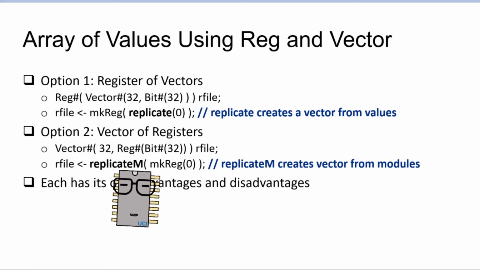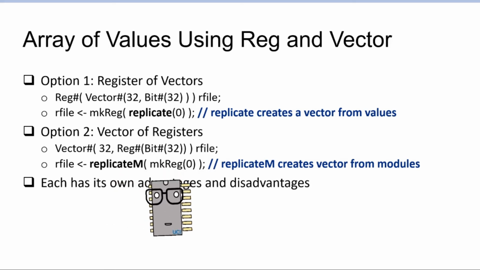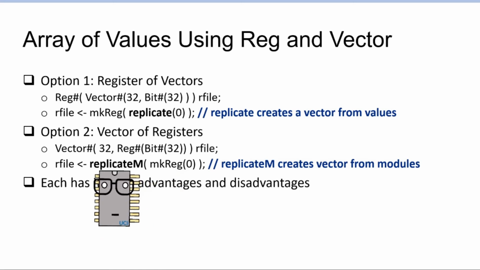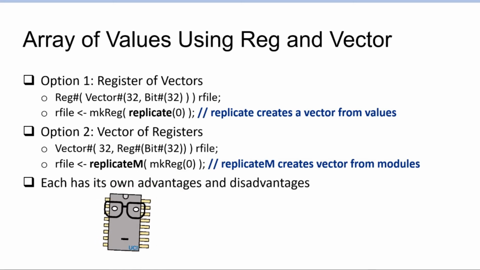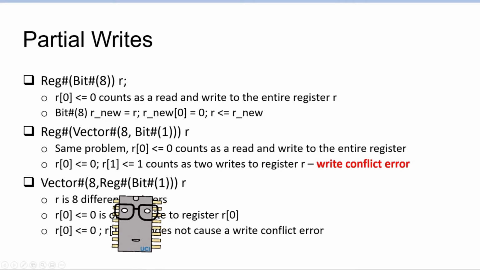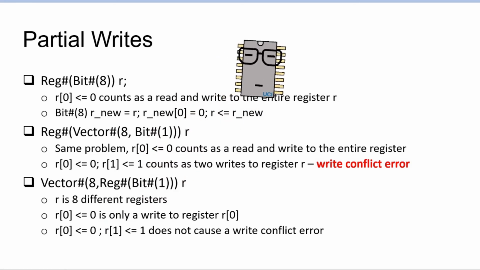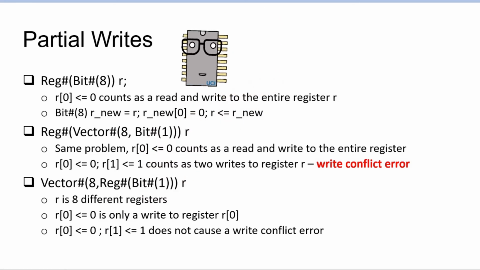It actually stands for something else, but there are a lot of caveats there. So right now, let's just say this is replicate modules. replicateM of makeReg 0. So this is one register, but I'm just replicating it 32 times. And each of these approaches has advantages and disadvantages. And typically, the difference comes in when we are doing partial writes.